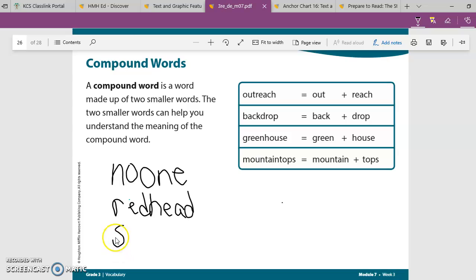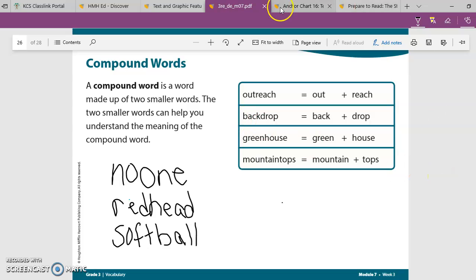Softball. Soft plus ball. Not that the ball is really that soft, I wouldn't say. I still don't want to get hit with a softball. Soft ball. But I guess it is softer than a baseball. Okay, so there are some more compound words that you can think about. And I want you to pay attention as you read, see if there's any others that you may come across that we haven't mentioned here, okay?